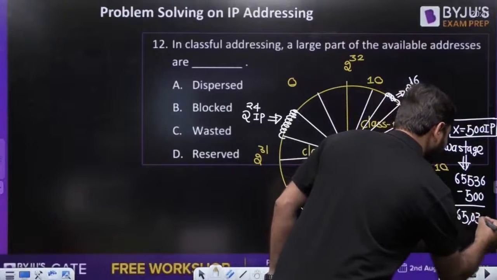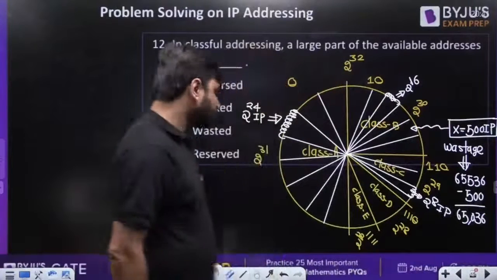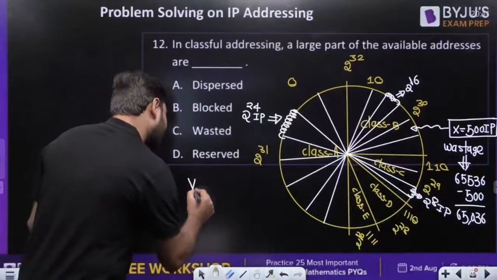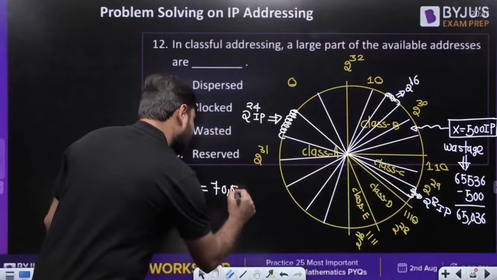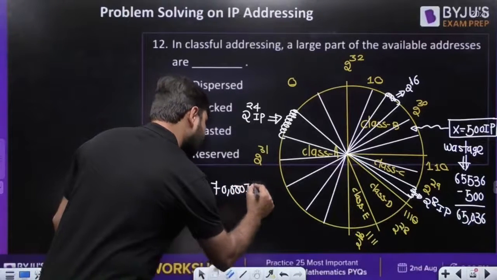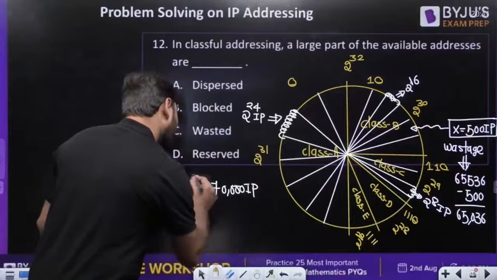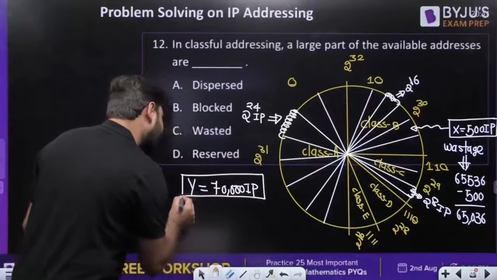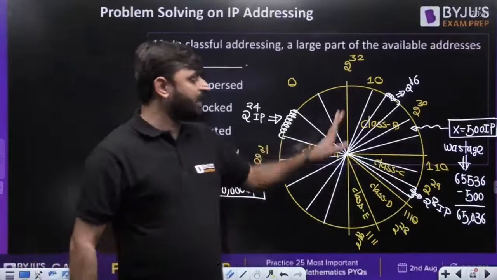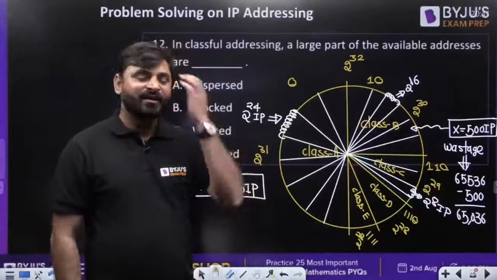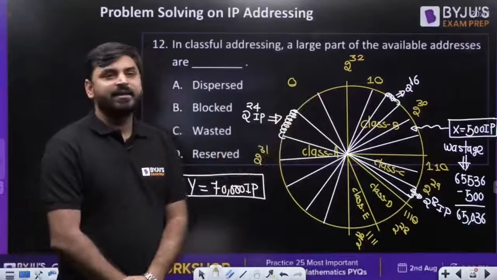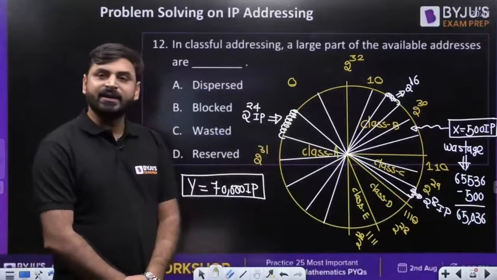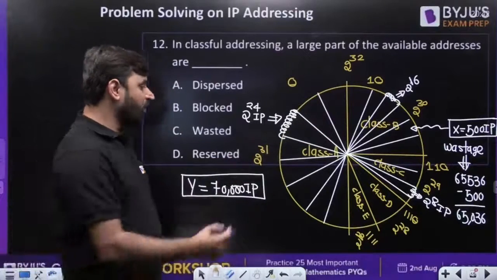65,036 IP addresses wasted. Suppose there is an organization Y that needed 70,000 IP addresses. A class B network is not enough. How many IP addresses are available in class B? Only 65,536. So we have to go for class C.